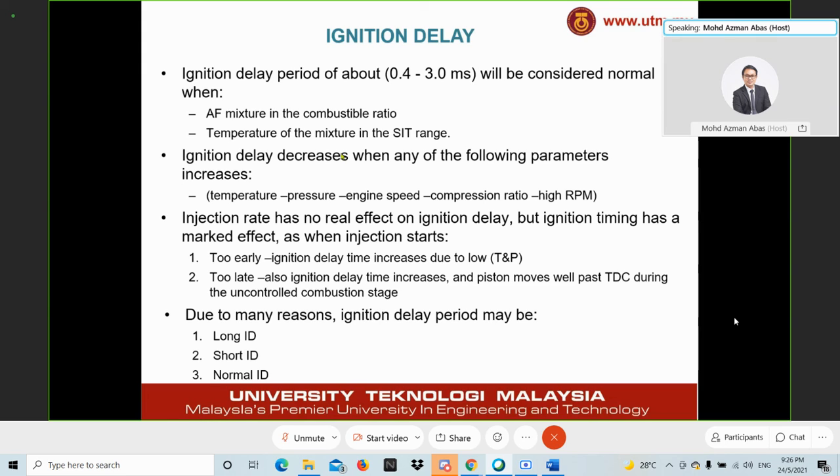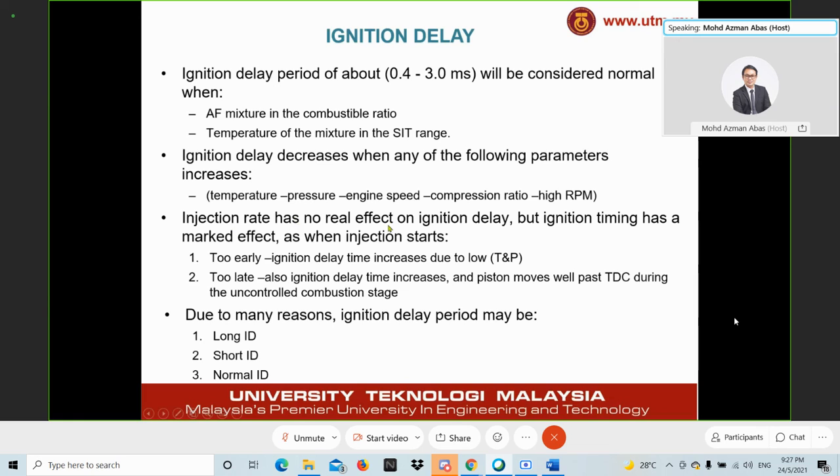Okay. So initial delay decreases when any of the following parameters increases. If you increase the temperature, the pressure, the engine speed, the compression ratio, or if you are operating the engine at a much higher RPM, the initial delay will decrease as much as possible.